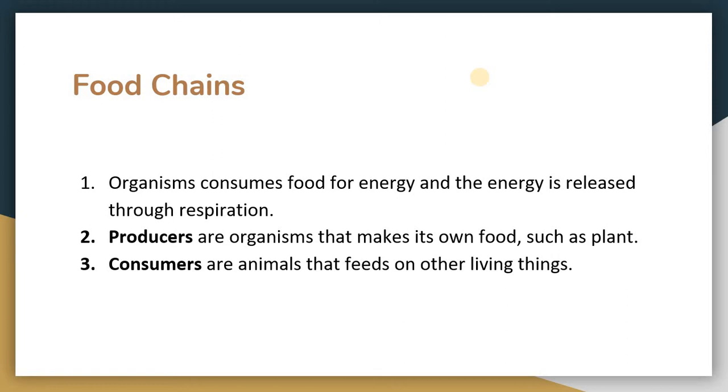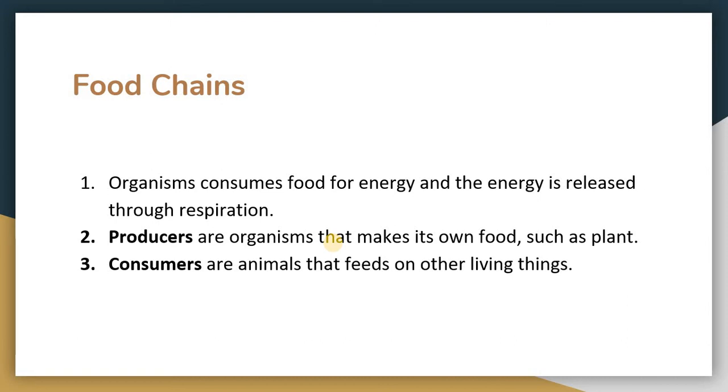So when we talk about food chains, there are a few roles in a food chain, or sometimes we call it a few key elements in a food chain. So first of all, producers. What are producers? Producers are organisms that make their own food. So the first thing that comes into our mind would be plant, alright? So plants can make their own food. So they are called the producers in a food chain.